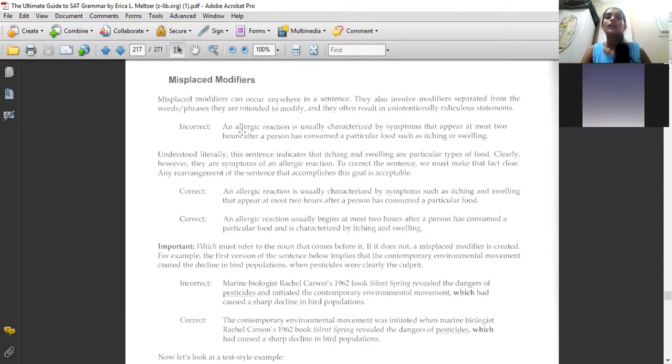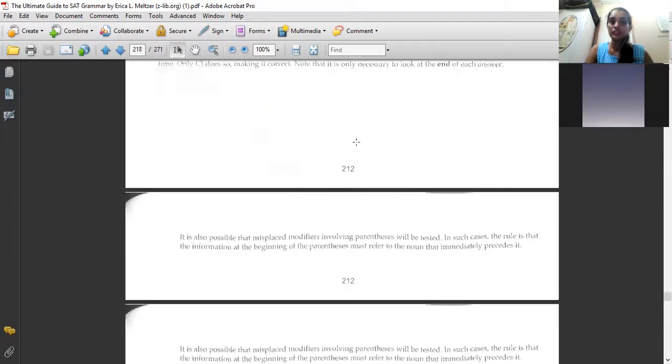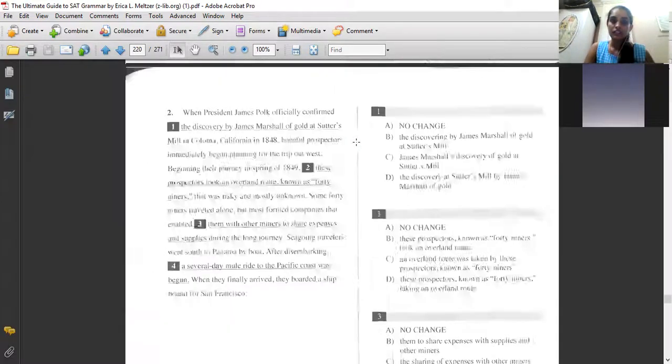For example, an allergic reaction is usually characterized by symptoms that appear at most 2 hours after a person has consumed a particular food, such as itching and swelling. These are the symptoms, not the food that somebody's consumed. Usually, misplaced modifiers are easier to spot than dangling modifiers.